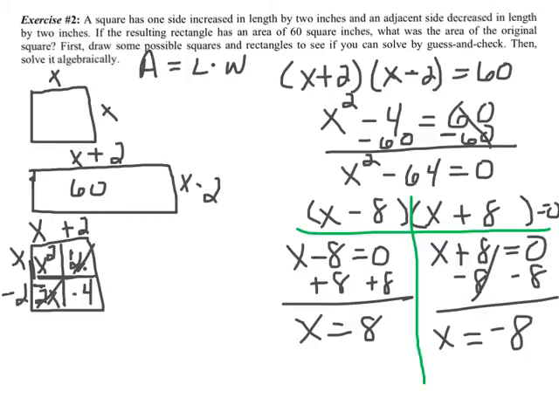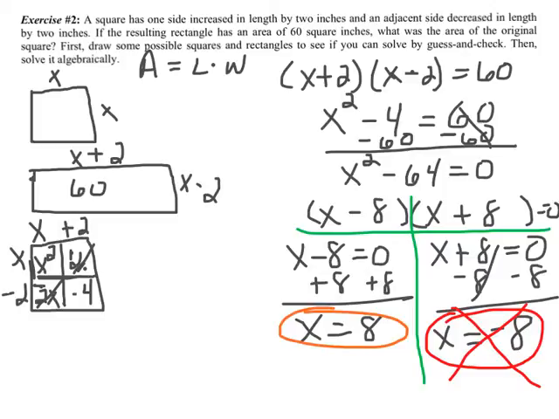Get my red pen out. This guy, I cannot have a length of a square or a rectangle that is negative 8. So we're going to reject that one. That is a bad answer. Here is my answer: x equals 8. Now it says to find the area of the original square. So if I put 8 in here and 8 in here, the original area would give me 64, because 8 times 8 equals 64.